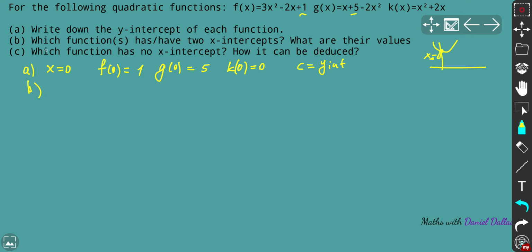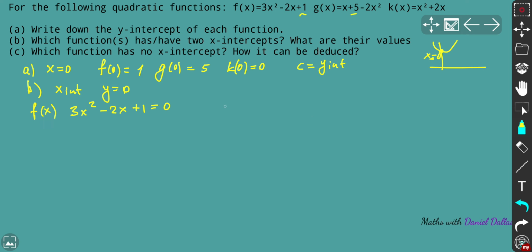In question B, you need to determine which function or functions have 2 x-intercepts and what their values are. So you need to find the x-intercepts, and as you remember, for the x-intercept the resultant y should be 0. That's why we equate each function to 0, converting it into a quadratic equation, and we need to solve. Okay, so let's write them. 3x squared minus 2x plus 1 equals 0.